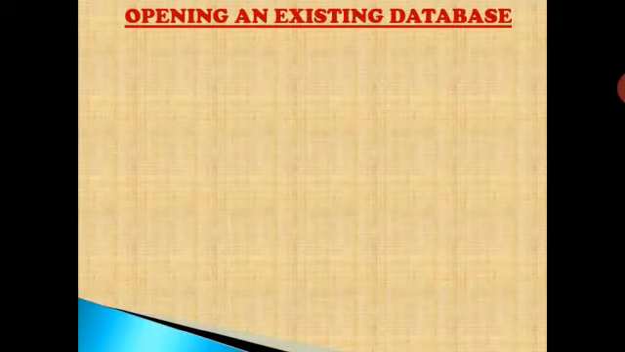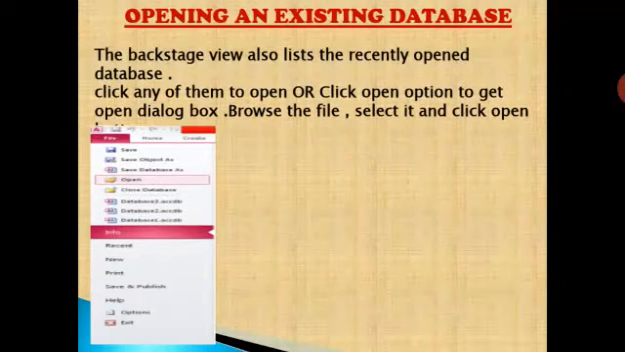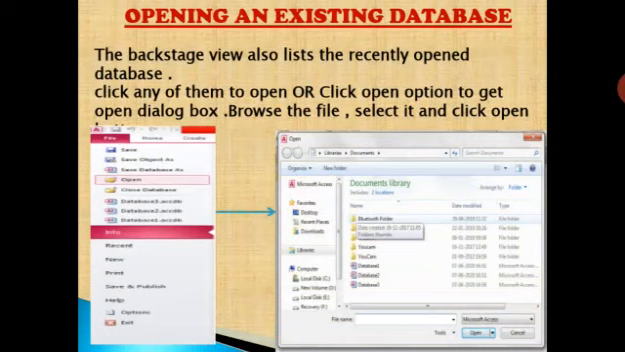Now the next is how you can open an existing database. The backstage view also lists the recently opened databases. Click any of them to open, or click the open option to get the open dialog box. Browse the file, select it and click the open button. Here you can see that we have clicked on the file option and then the open option, and then we get this open dialog box where we browse our file and then click on the open button.